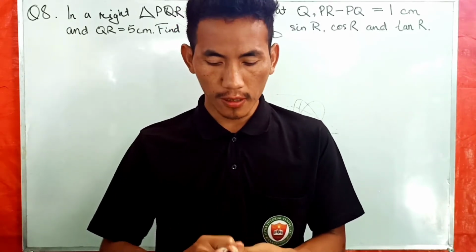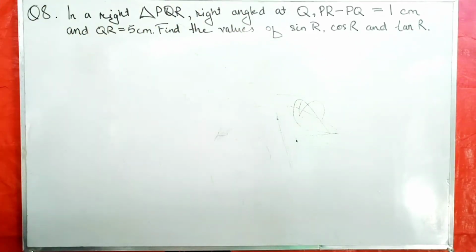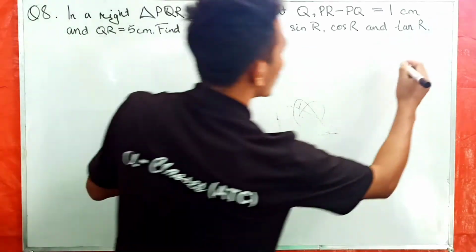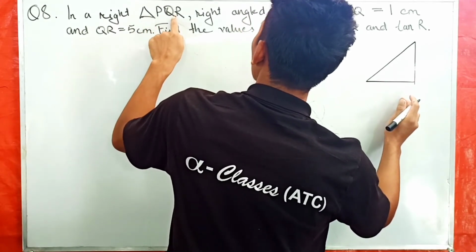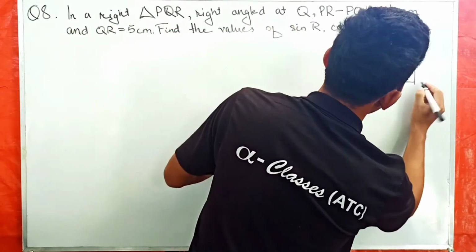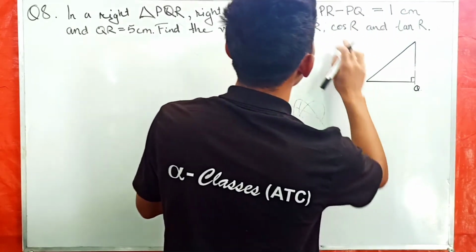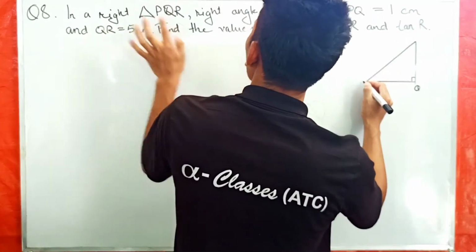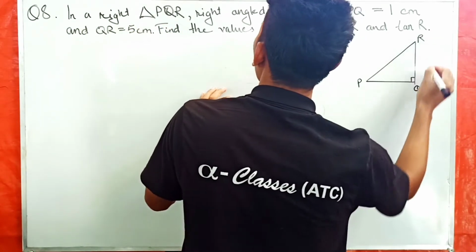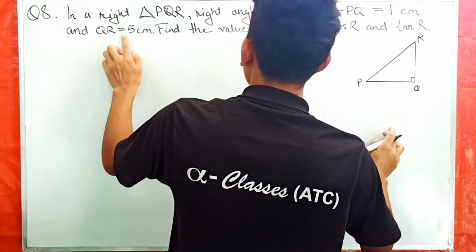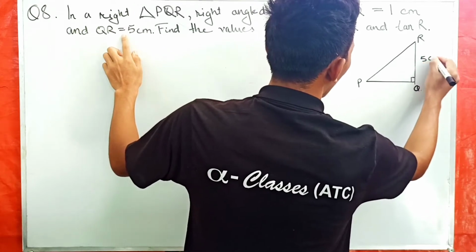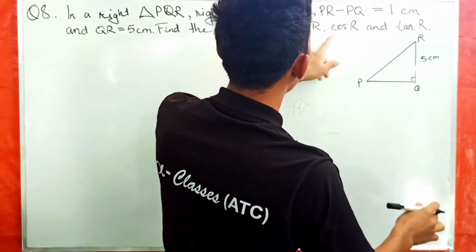Question number 8: In a right triangle PQR, right angle at Q. Okay, right triangle PQR, let us draw. This is a right triangle PQR, right angle at Q means 90 degrees at Q. PR minus PQ equal to 1 centimeter and QR equal to 5 centimeter. Find the value of sin R, cos R, and tan R.